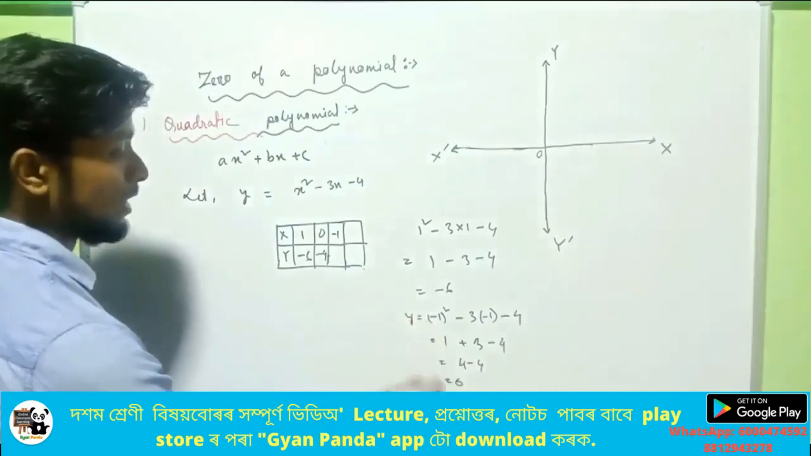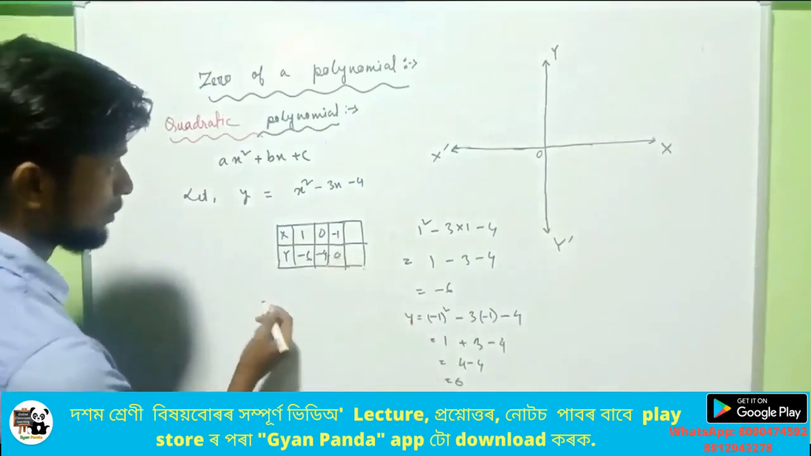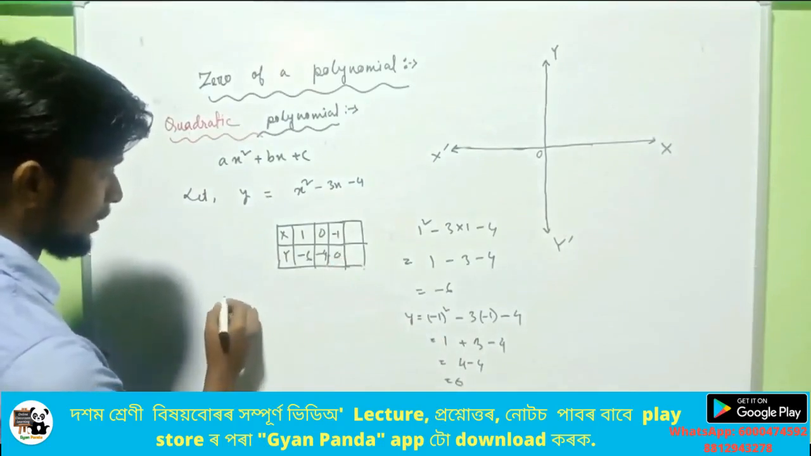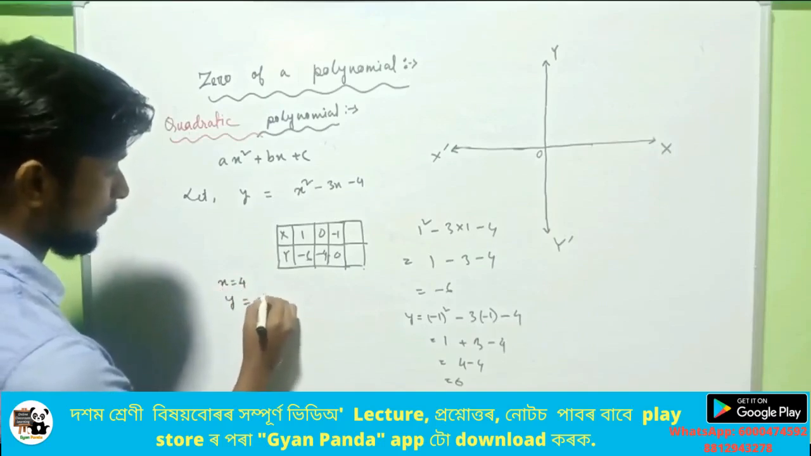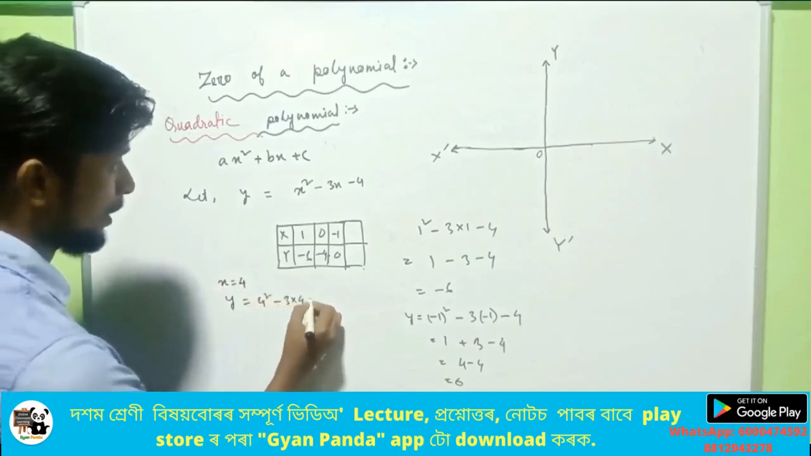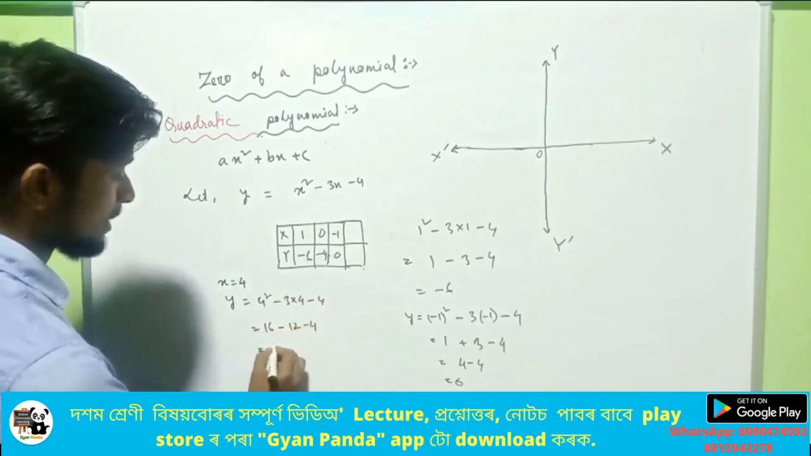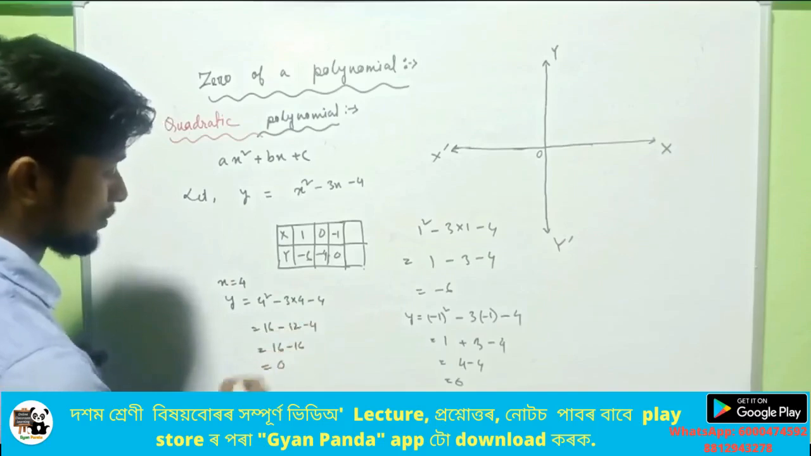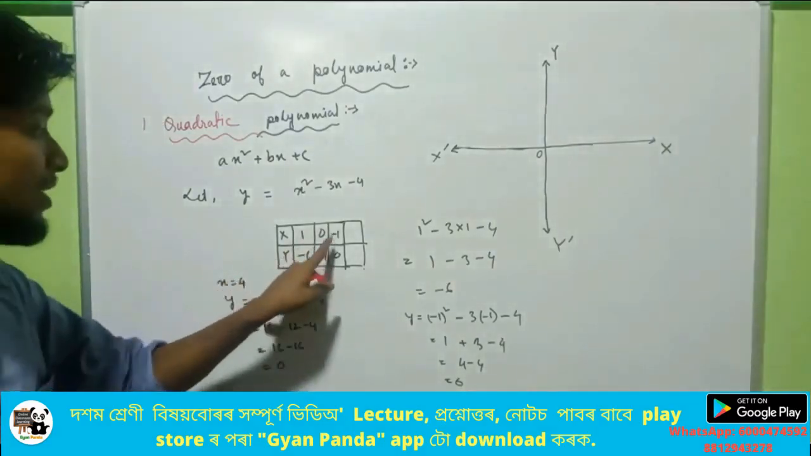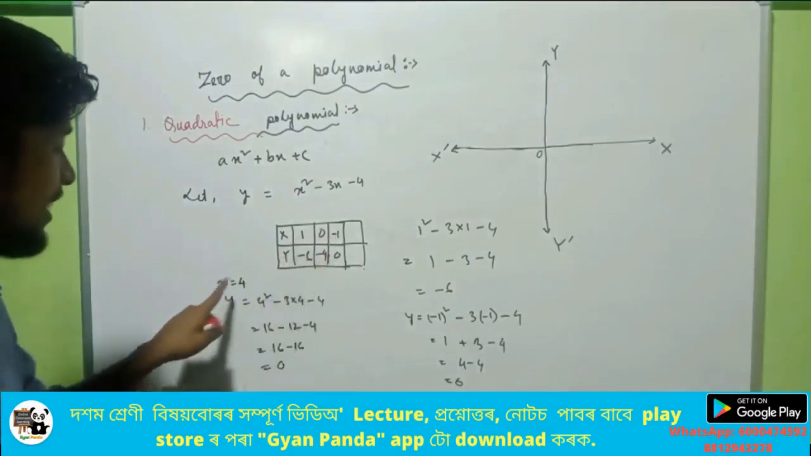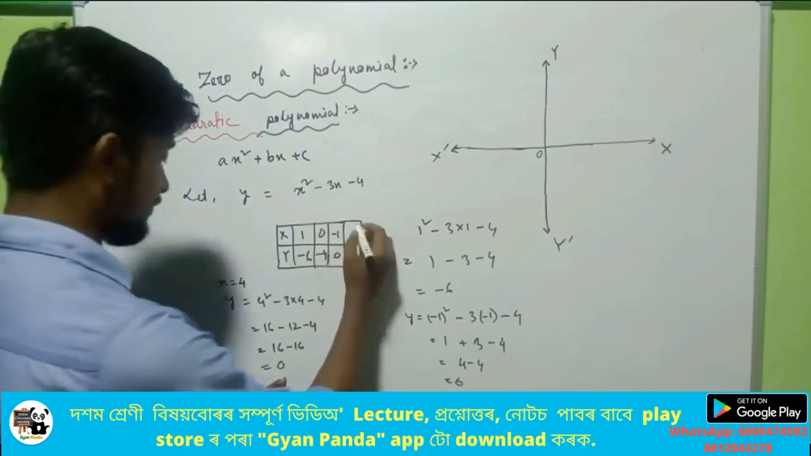Right? x, y will be equal to 0. Again, if you put the value of x equals 4, then it will be 4 squared minus 3 into 4 minus 4, which is 16 minus 12 minus 4, that is 16 minus 16, which is equal to 0. That is, you see here, when we are putting x equals minus 1, y becomes 0. Again, when we are putting x equals 4, y becomes 0.